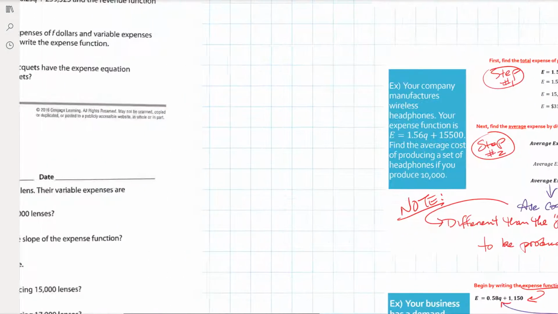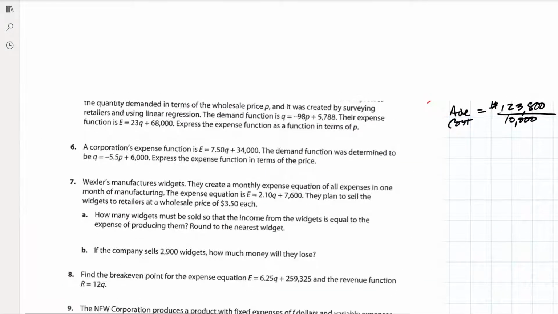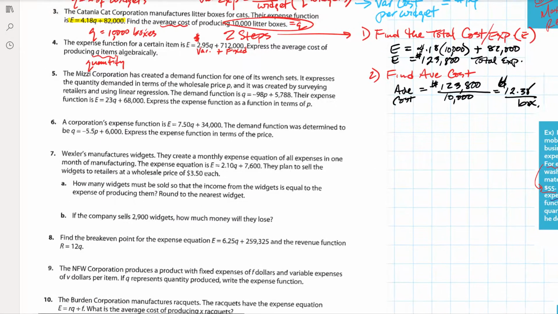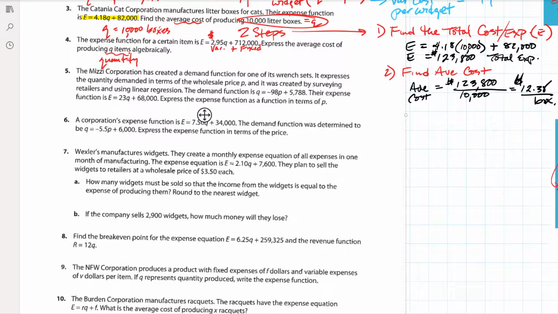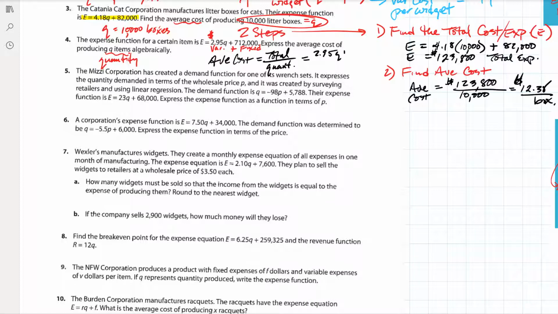So let's do the two-step operation, just like we did in the previous problem. It's always a two-step procedure, but here we're given the expenses, the total: 2.95Q plus 712,000. And the total quantity produced is Q items. So all we have to do to figure out the average is divide. The average cost is the total cost divided by the quantity, in this case Q. So we take 2.95Q plus 712,000 and divide that by Q, the quantity. And that's it.